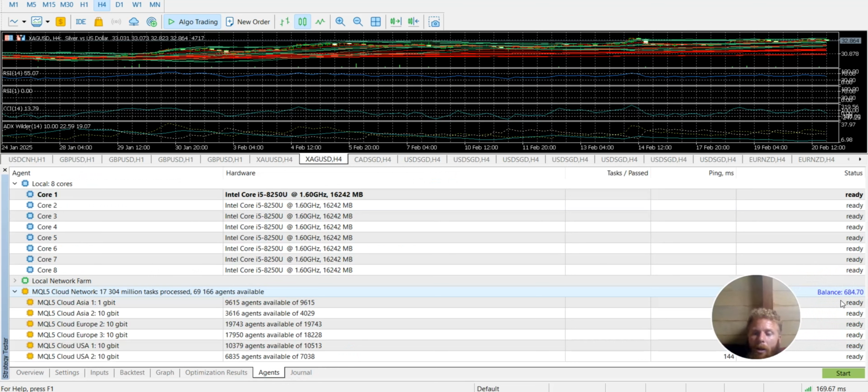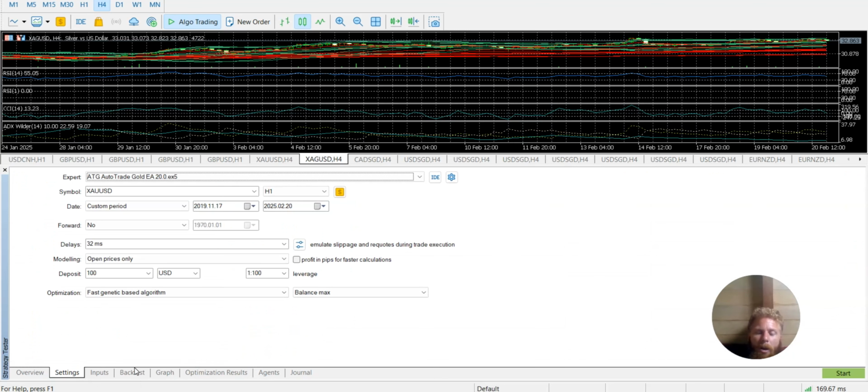So we are starting with this balance, and we are going to see how much it is going to cost to do a full optimization with a very high number of variations.